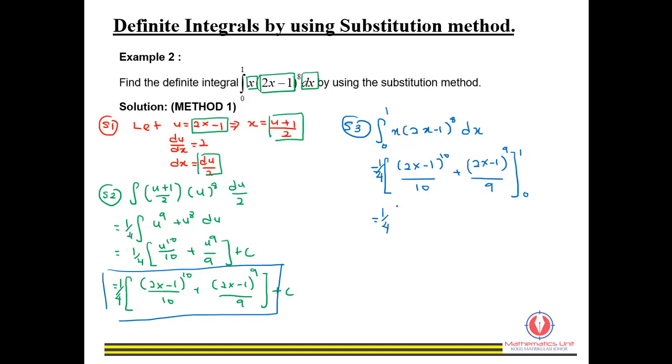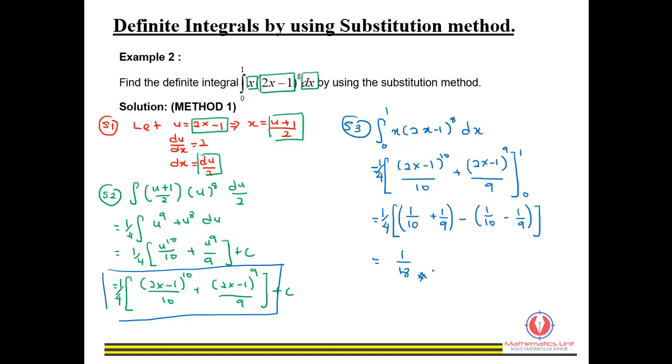1 over 4 times 1 over 10 plus 1 over 9 for the upper limit, minus 1 over 10 minus 1 over 9. So by using a calculator, we will get the answer 1 over 18. Done.